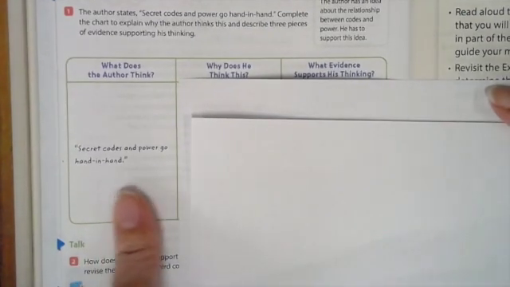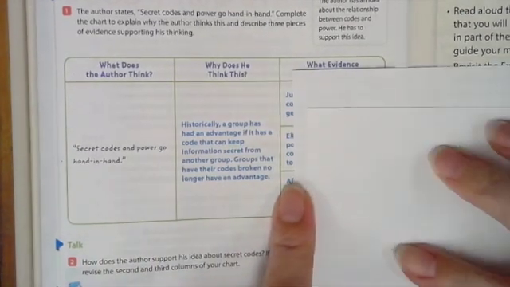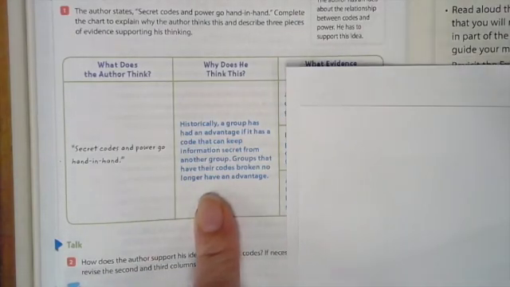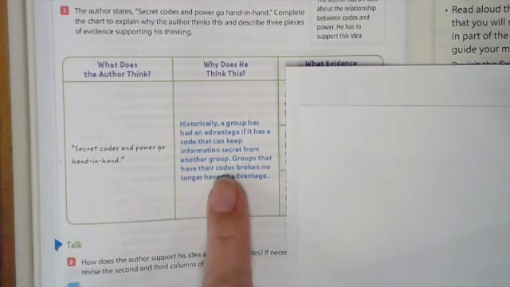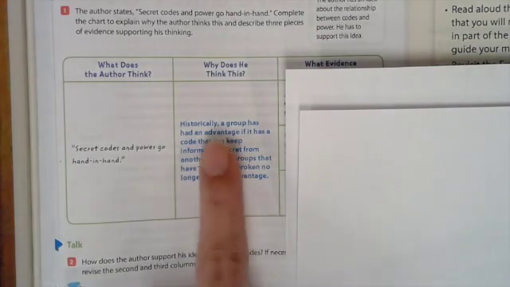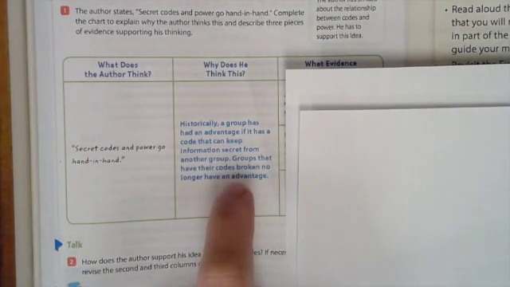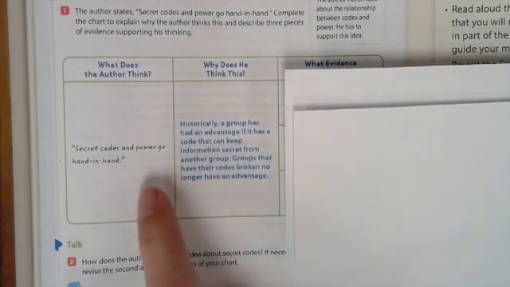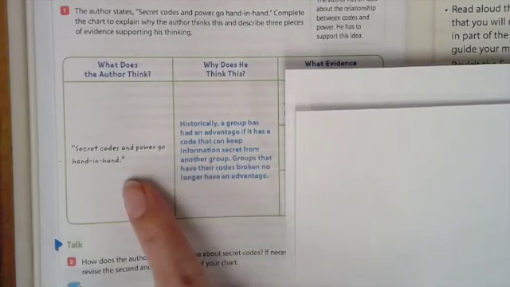Well, he thinks that because of everything that's happened in history. Historically, a group has had an advantage if it has had a code that keeps information secret from other groups. Groups that have their codes broken no longer have the advantage. So because history has shown him that when secret codes are kept, you get to keep your power, and when they're broken, you don't get to keep your power, that's why he thinks secret codes and power go hand in hand.